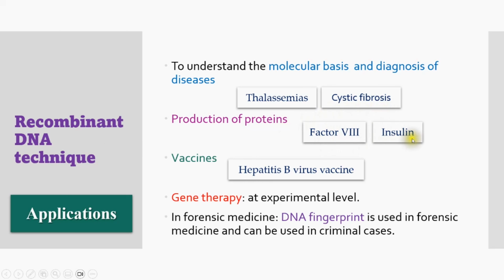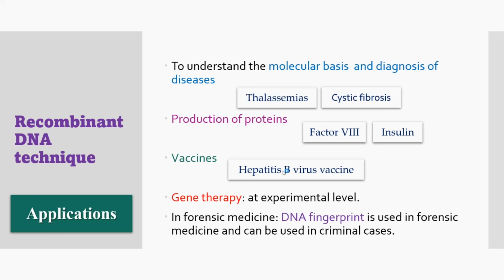Similarly, in the lab, we can produce insulin. For a diabetic patient, we need to inject insulin, so we can produce this insulin, and factor 8 for hemophilia patients. So we can produce these two proteins. Apart from these two proteins, many other proteins can be produced artificially in the lab by using recombinant DNA technique. And also we can produce many vaccines. The first vaccine produced by recombinant DNA technique is the hepatitis B virus vaccine. So now you understand that there are many applications or clinical importance of recombinant DNA technique.